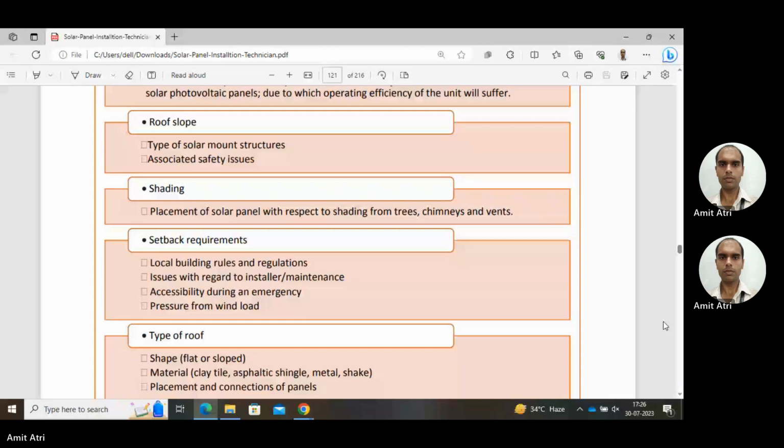Then issues with regard to installation and maintenance. Both we have to consider. We discussed them in our previous unit as well. Then accessibility during an emergency: is it accessible during an emergency situation? Then pressure from wind load. This thing also we have to monitor, the pressure due to the wind. Another factor is the type of roof.